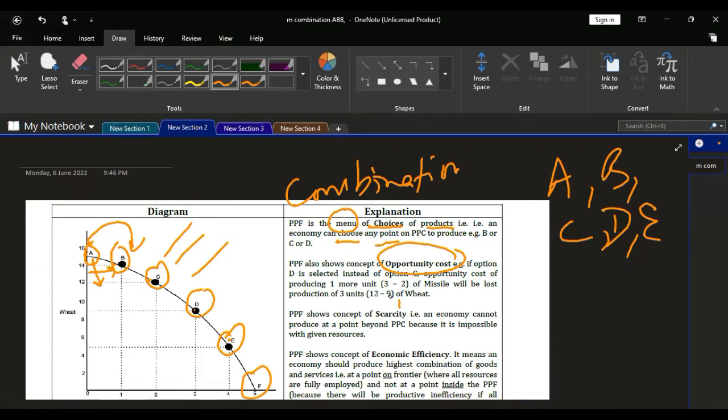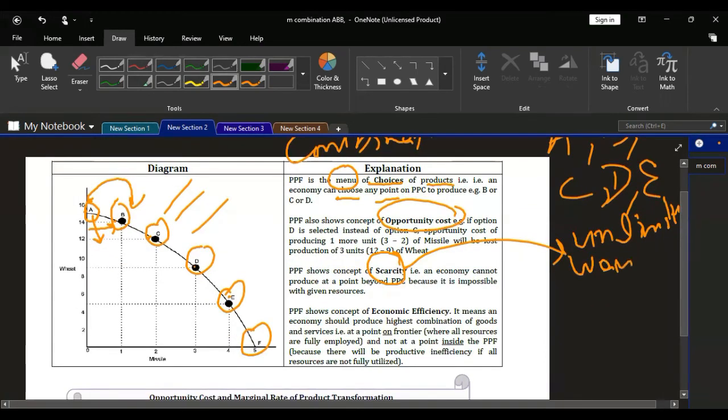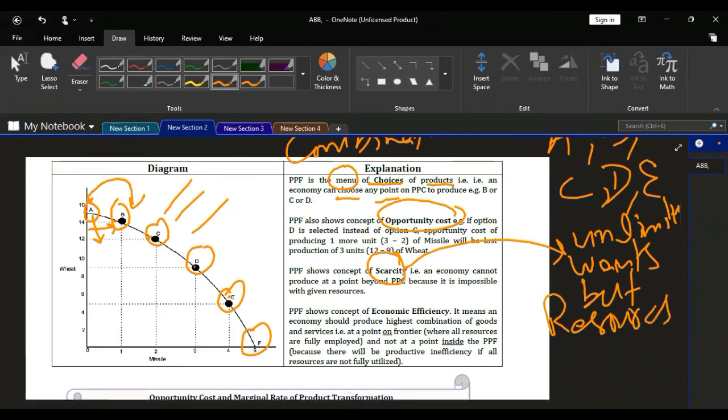PPC also shows the concept of scarcity. Scarcity is that we intend to make many goods, or we have unlimited wants, but our resources are limited. You cannot increase the resources. So while remaining within the same resources, you have to sacrifice some quantity of one good in order to produce more of the other good.